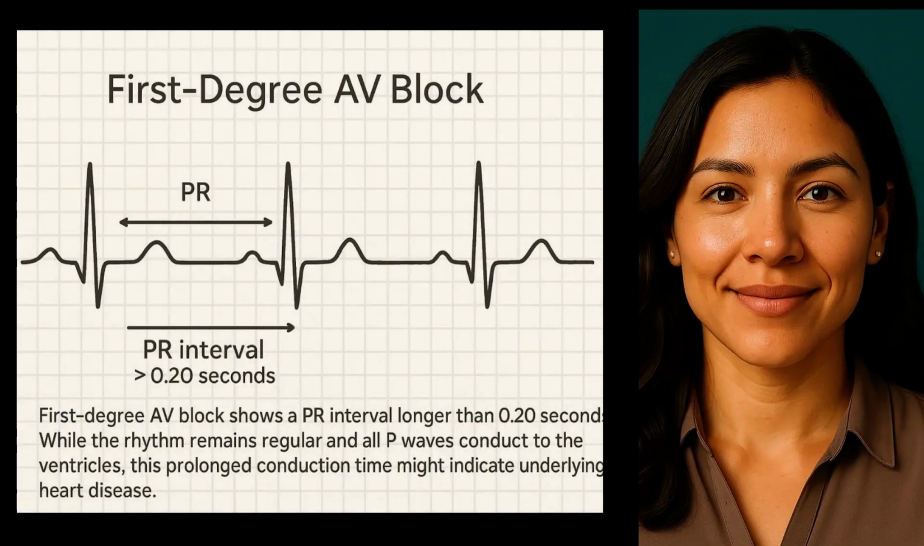First-degree AV block shows a PR interval longer than 0.20 seconds. While the rhythm remains regular and all P waves conduct to the ventricles, this prolonged conduction time might indicate underlying heart disease. Usually, no immediate treatment is needed, but monitoring is important.